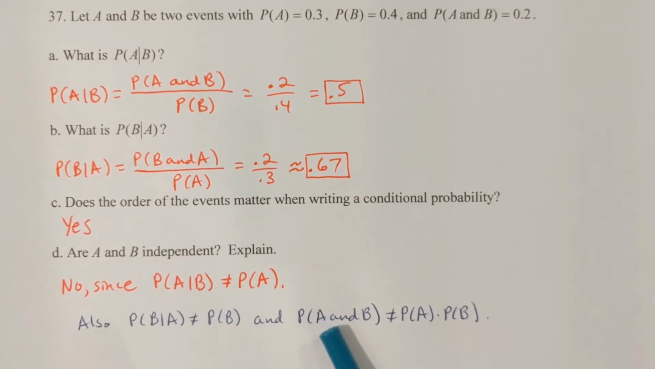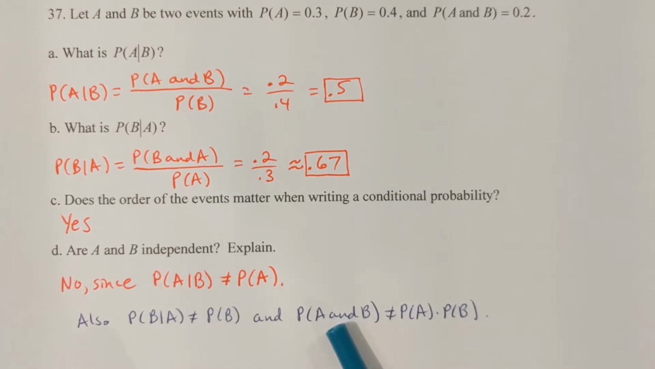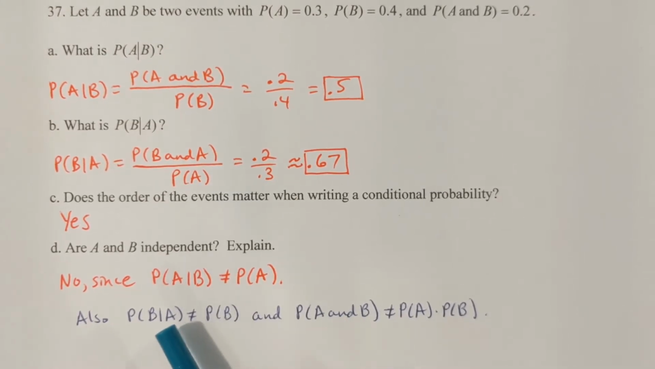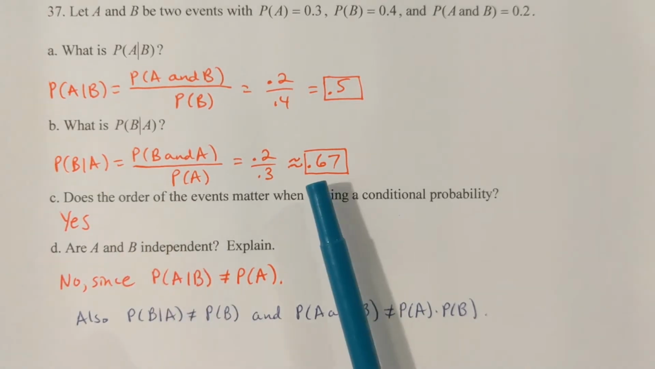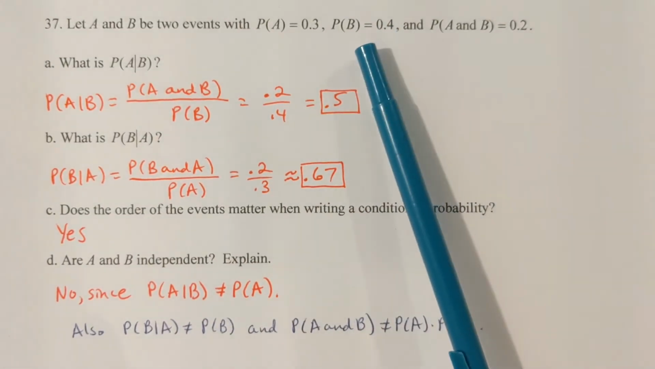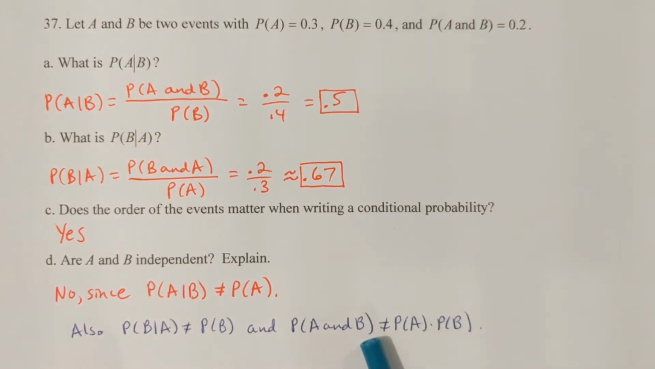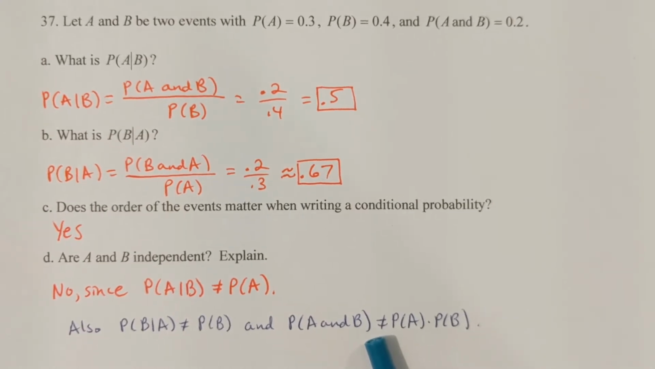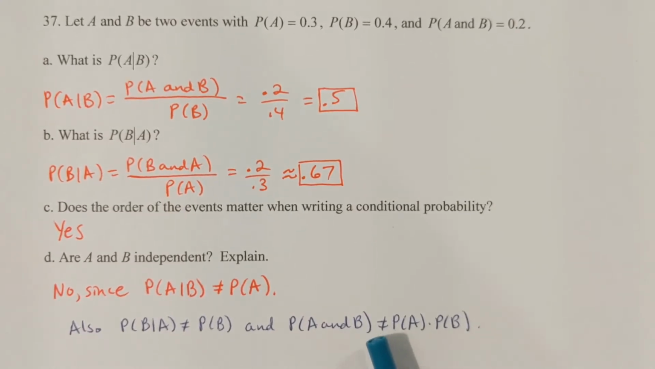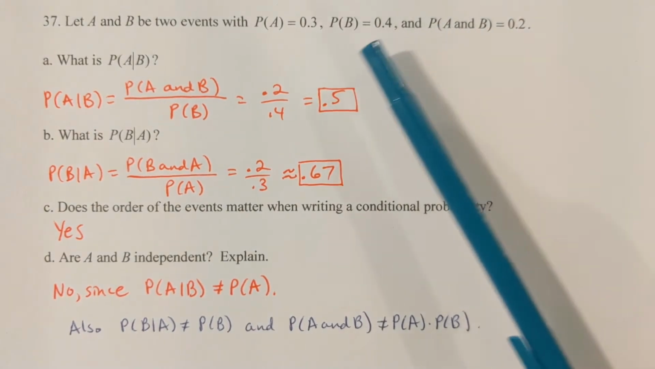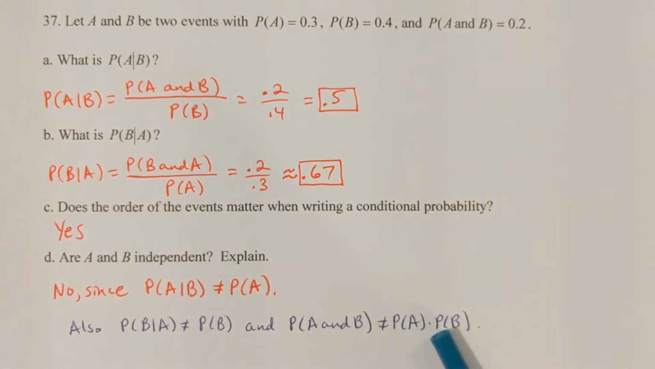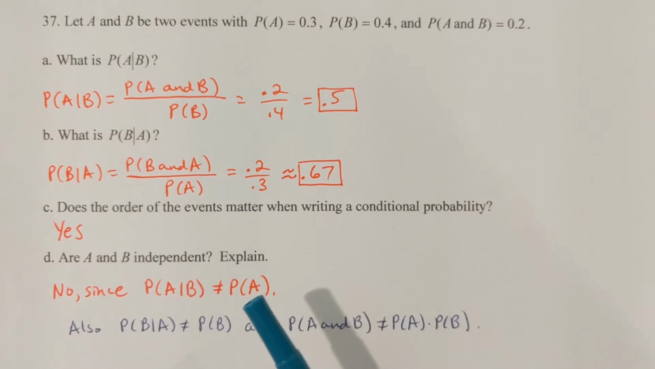Here are some other options for concluding why the answer is no. The probability of B given A, which we found, is not the same as the probability of B. Also, here's the multiplication rule for independent events. I mentioned that you can only use this formula if A and B are independent. If A and B are not independent, we can't use this formula. If you were to take 0.3 times 0.4, you would not get 0.2. So either way that you look at it, these two sides aren't going to produce the same number.